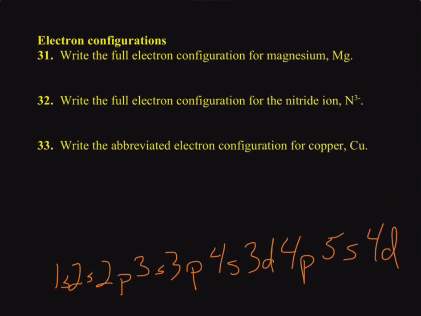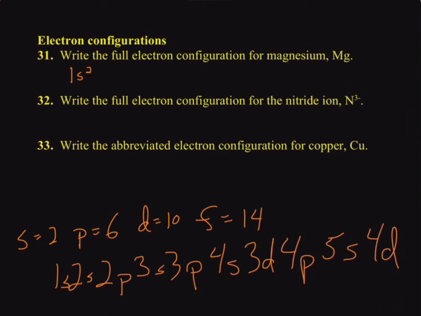in. And then you have to know that every s orbital, whether it's a 1s or a 5s, can hold up to 2 electrons. Every p can hold up to 6. D can hold up to 10, and then F could hold up to 14. So, for magnesium, which is element number 12, we're going to always start with 1s.